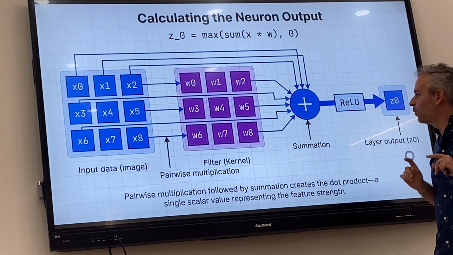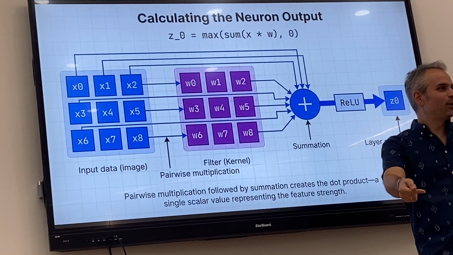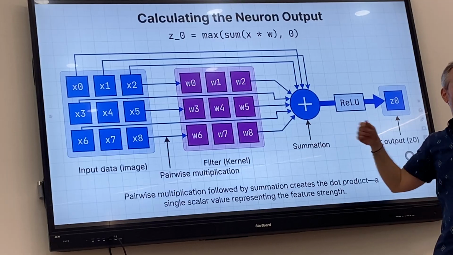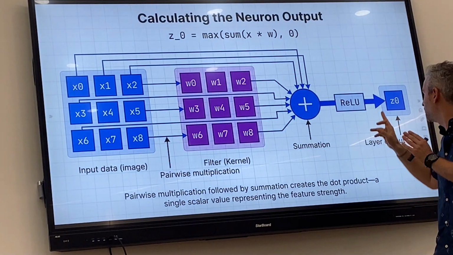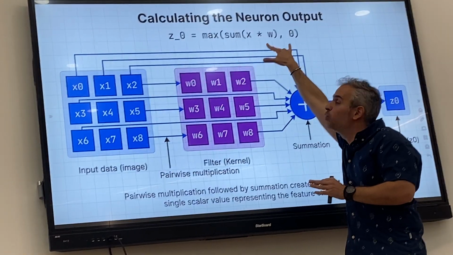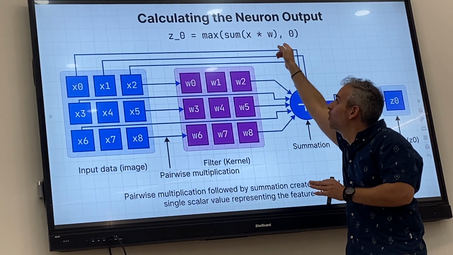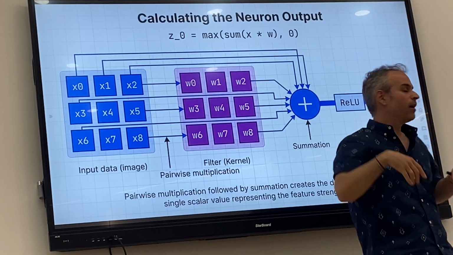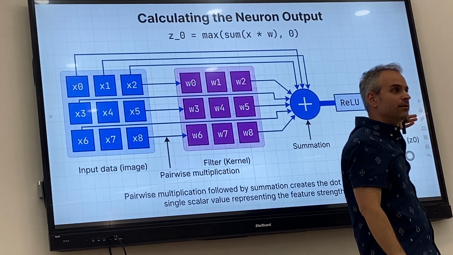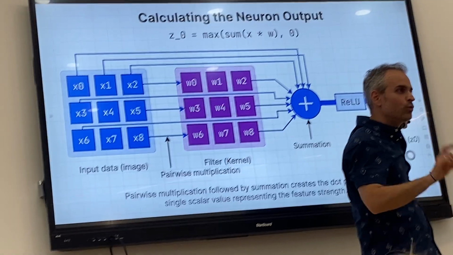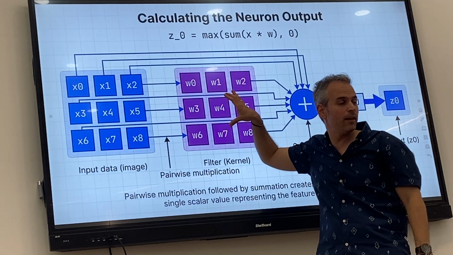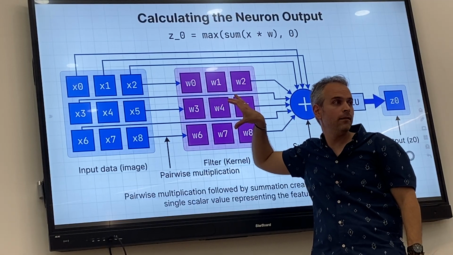Now, what we need is the nonlinearity to be included. This is where we add the ReLU on that, and we get a single number. Remember, the ReLU is the max of 0 and the number. What you receive back is just a number, Z0. Save this number, because now we take this filter and slide it to the right of the image by 1 pixel.